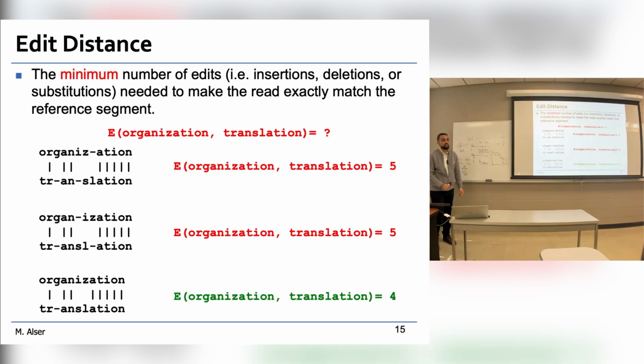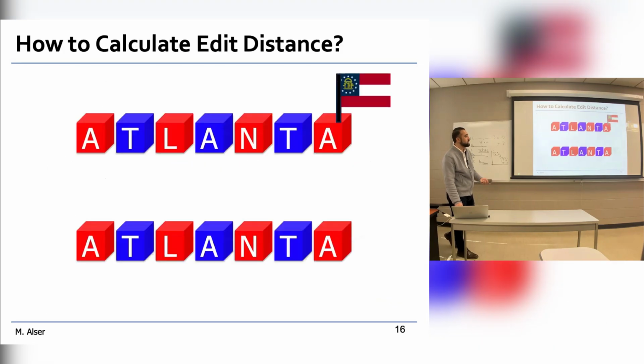Here it's 4. And now which one we pick? We pick the minimum always. That is in the definition itself, okay? But how we calculate that? How we do the calculation itself? How we know it's 4 differences? How we know it's 5?